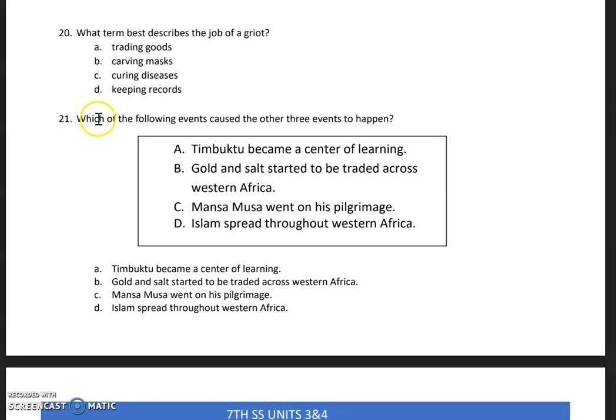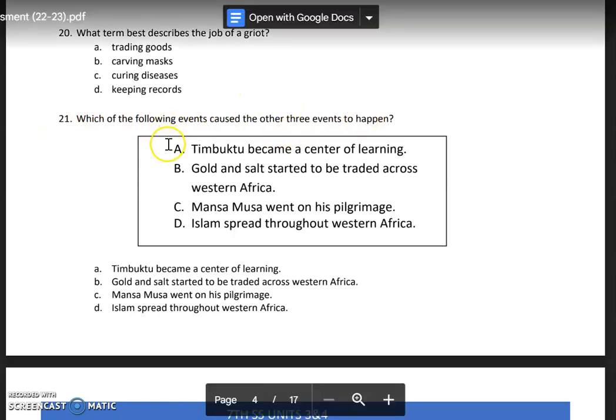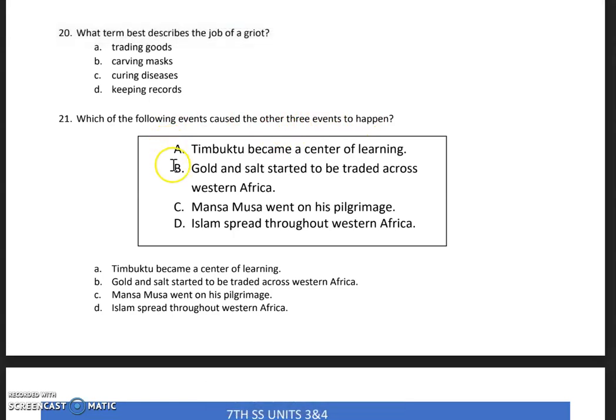21. Which of the following events caused the other three events to happen? A. Timbuktu became a center of learning. B. Gold and salt started to be traded across Western Africa. C. Mansa Musa went on his pilgrimage. D. Islam spread throughout Western Africa.